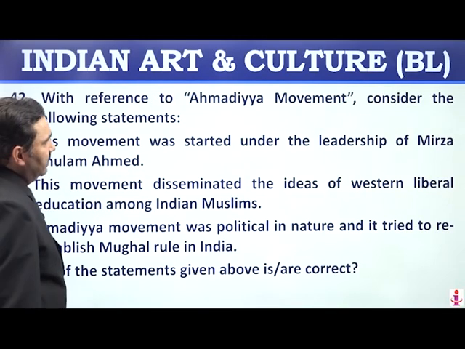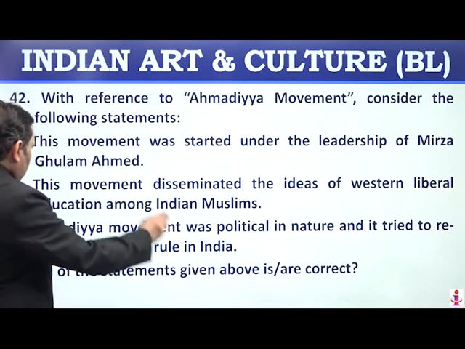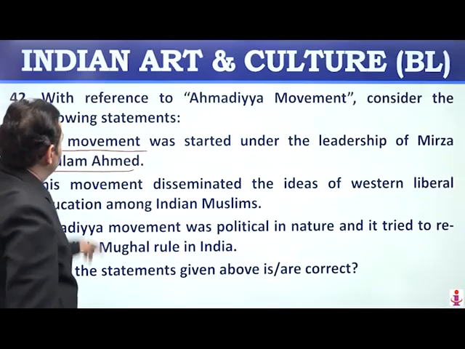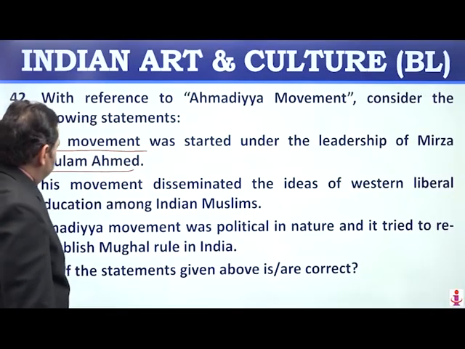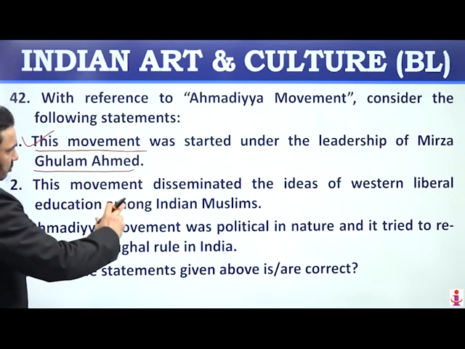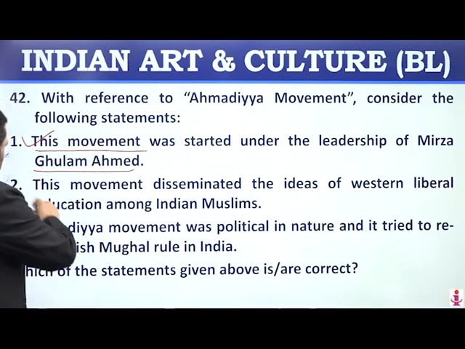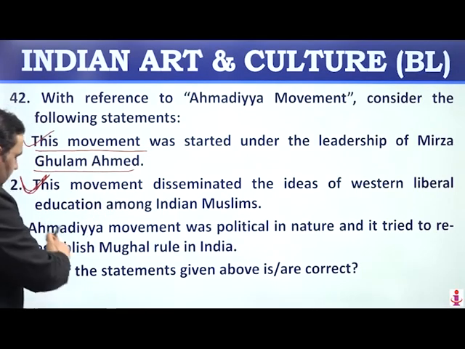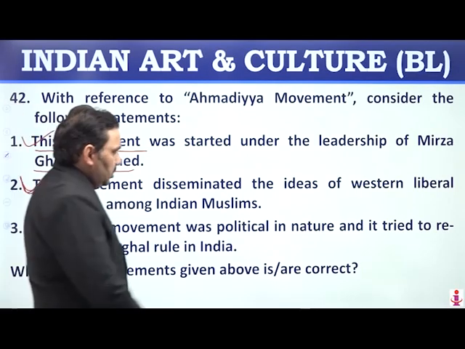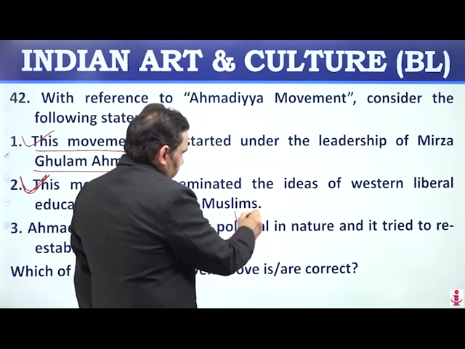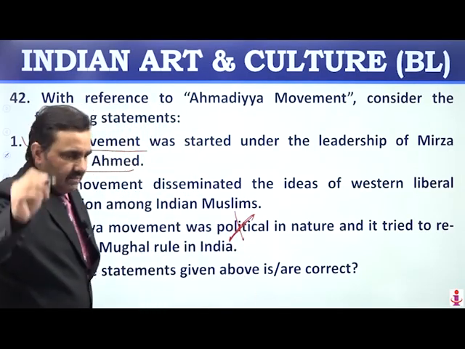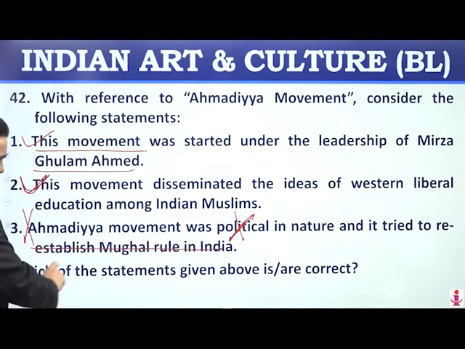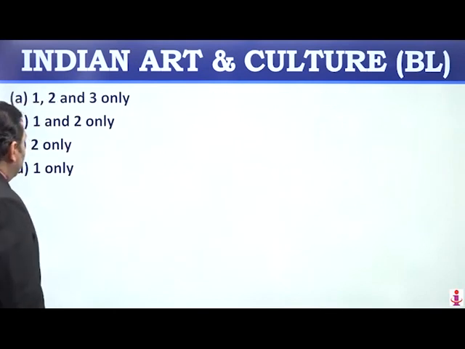42. With reference to Ahmadiyya movement started by Mirza Ghulam Ahmad. This was a Muslim socio-religious movement. Choose the correct statements. This movement disseminated the idea of Western liberal education. It was in favor of spreading Western liberal education among Muslims. That is correct. Ahmadiyya movement was political. It was not political, it was apolitical. It did not try to re-establish Mughal rule in India. So that is also wrong. Statement number 3 is wrong. 1 and 2 are correct. You have to choose correct statement. So 1 and 2 only, B.